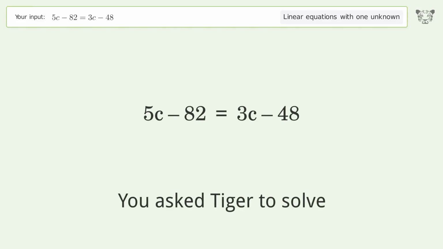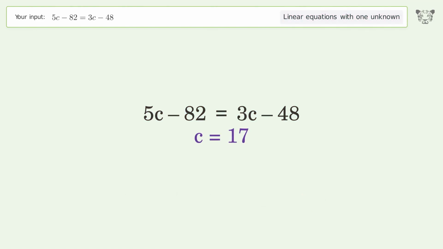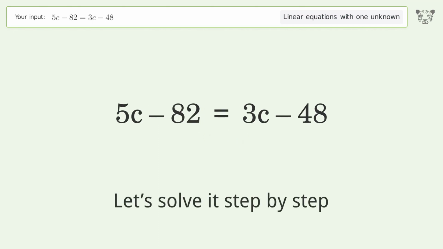You ask Tiger to solve. This deals with linear equations with one unknown. The final result is c equals 17. Let's solve it step by step.